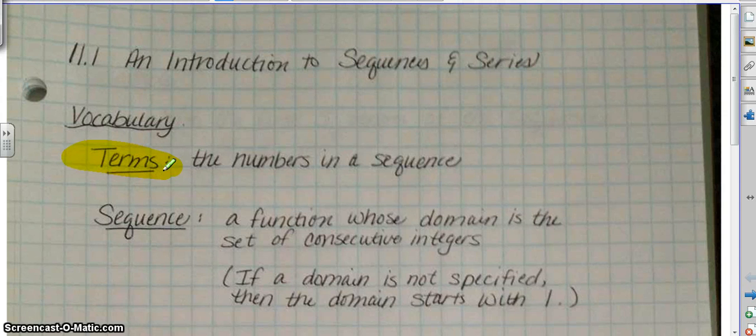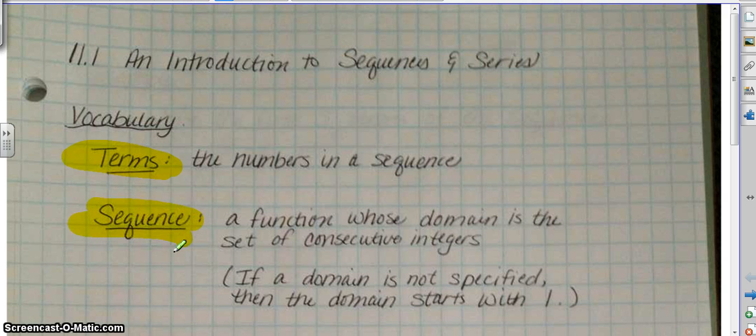Terms are not terms like you usually think of it. Terms are usually things that you add, and factors are things that you multiply. When we talk about sequences and series, terms are the numbers in the sequence. They're not necessarily being added, they're just the elements or the members of the sequence.